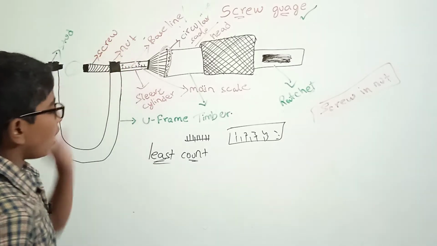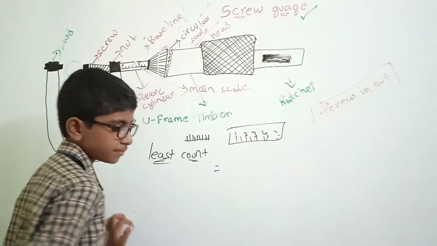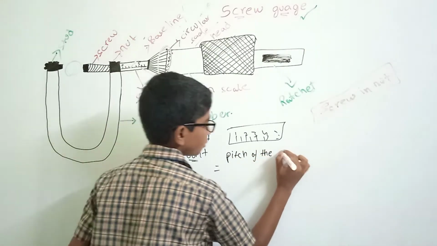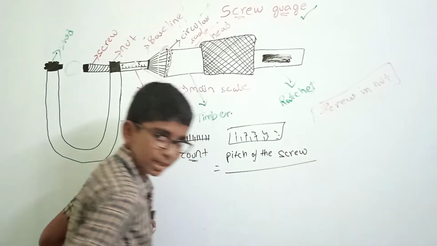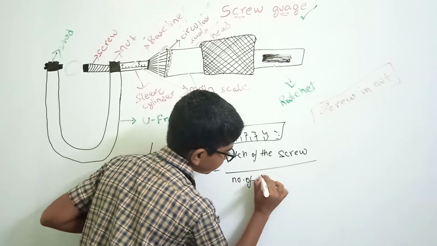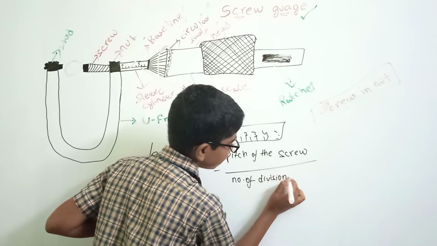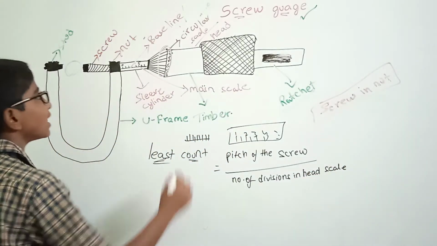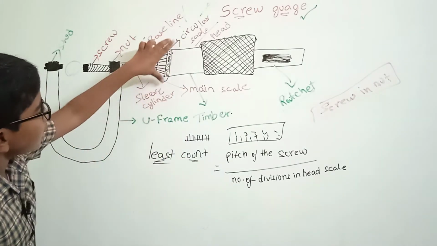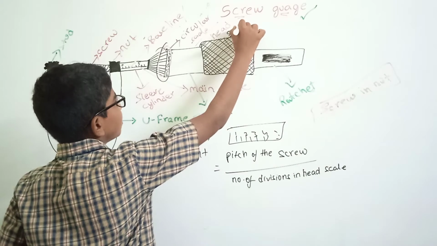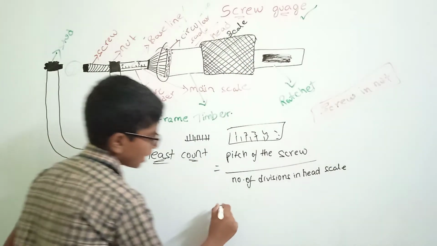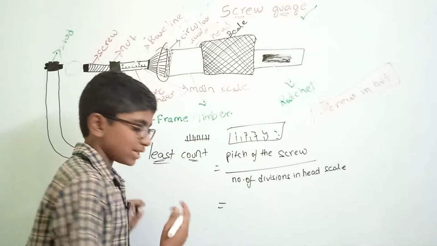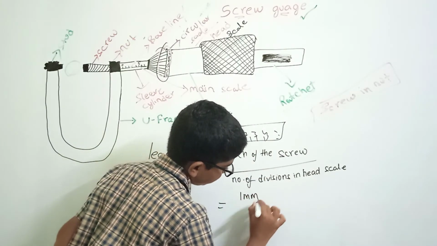Likewise, the least count formula is the pitch of the screw divided by the number of divisions in the head scale. What is the head scale here? The circular scale is known as the head scale. Suppose we take the same example. In the last example we took the pitch of the screw as 1 mm. It is for example only.